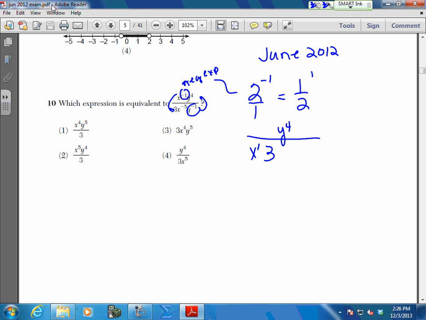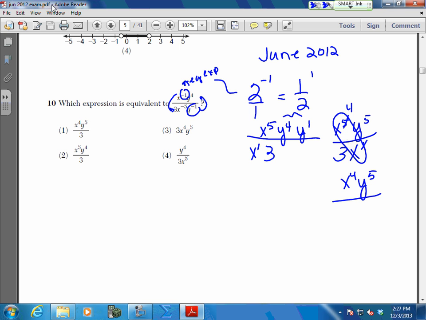You have a 3, put your x to the 5th on top, and put your y to the 1 on top. Now combine your like terms. This is the 5th, y to the 5th over 3x, and then reduce this one. 1 will come out of here, and you will get x to the 4th, y to the 5th, over 3, which is your first choice.